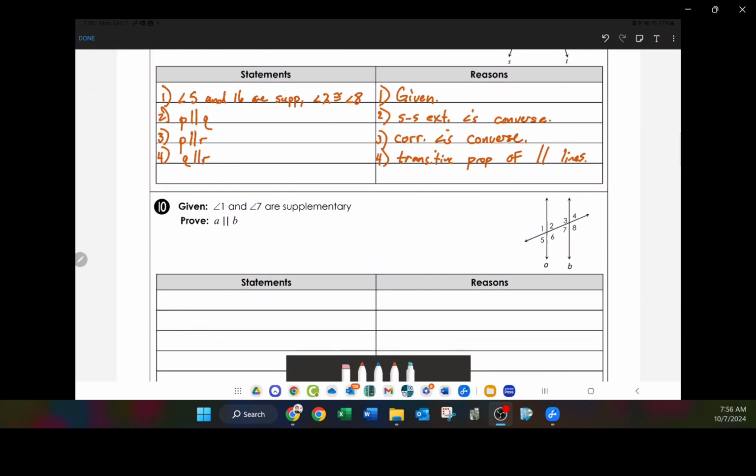Number 10, angles 1 and 7 are supplementary. Again, 1 and 7 do not have any direct relationship, but we can use that information to say that some other angles are congruent because they're both supplementary to the same angle. Or another set of angles are supplementary because congruent angles are supplementary to the same angle. Either way, we're going to use the supplementary congruence theorem. Either two angles are congruent because they're both supplementary to the same angle, or two angles are supplementary because congruent angles are supplementary to the same angle.